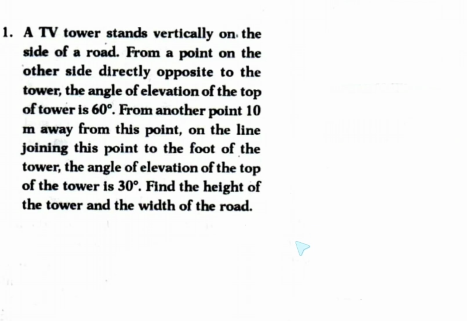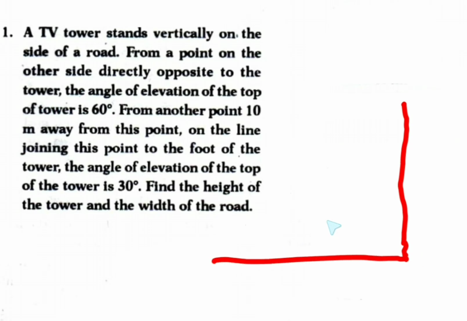A road, a tower stands vertically on the side of the road. On the other side, directly opposite to the tower. Other side means, for example, this is a road, it is a tower. The angle of elevation of the top of the tower is 60 degrees. It makes, for example, here 60 degrees.